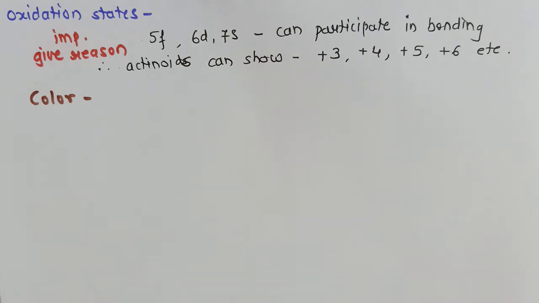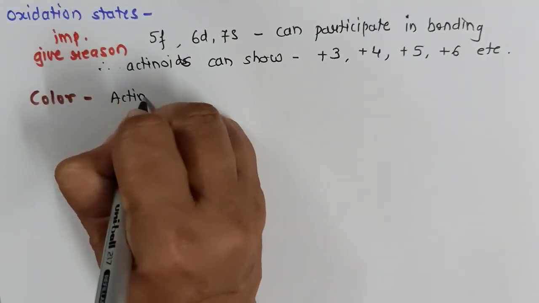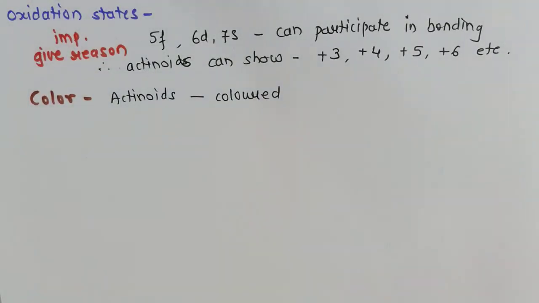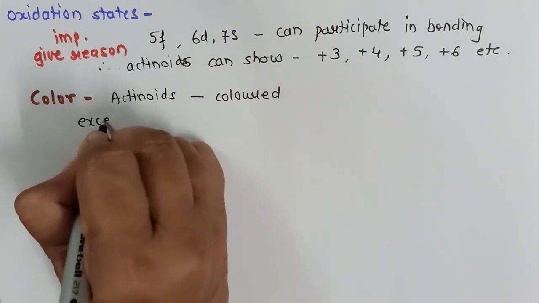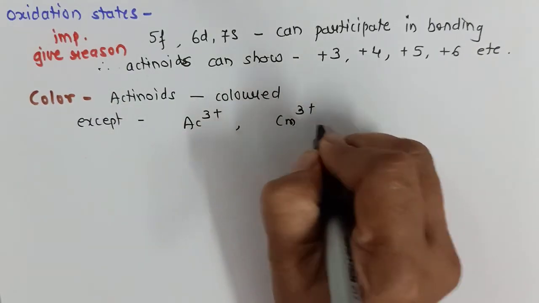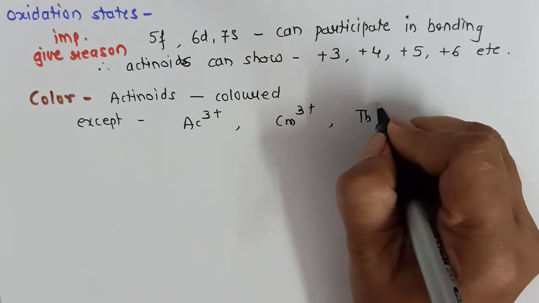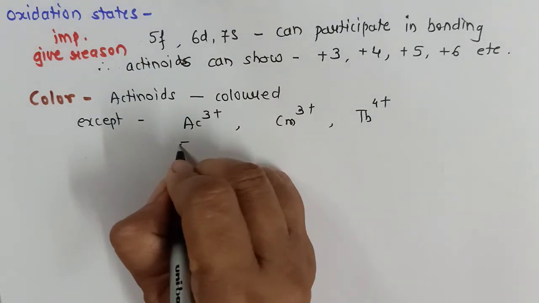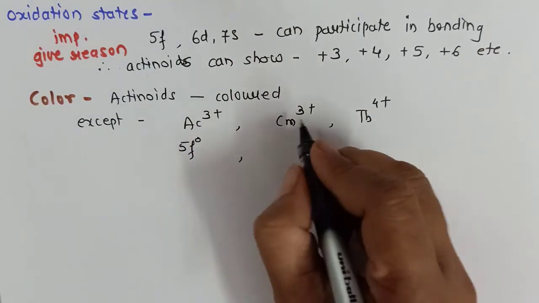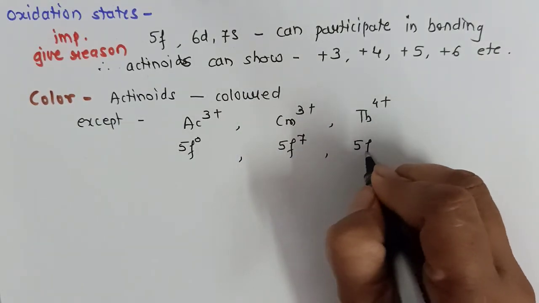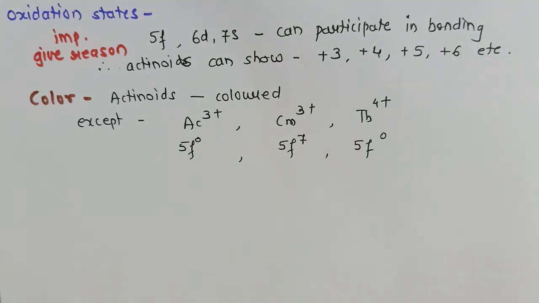Moving on to the next property, color. Most of the actinoids are colored compounds. Again I will say due to f-f transition, but there is an exception: actinium 3+, curium 3+, and thorium 4+. The reason lies in their electronic configuration. Actinium 3+ shows 5f0, that is vacant f. Curium shows 5f7 and thorium shows again 5f0 configuration, and therefore these elements are colorless.